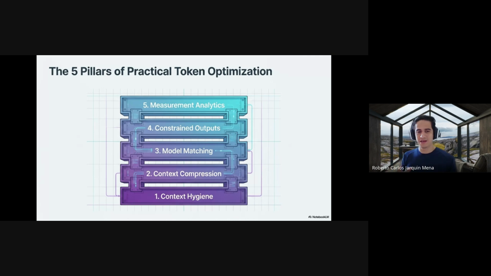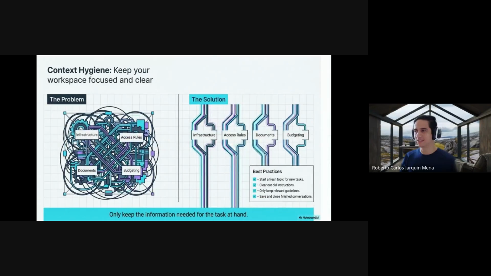That's a good content to understand before jumping to here. We're going to start with the first one, which is content hygiene. Today, I brought a problem and a solution.